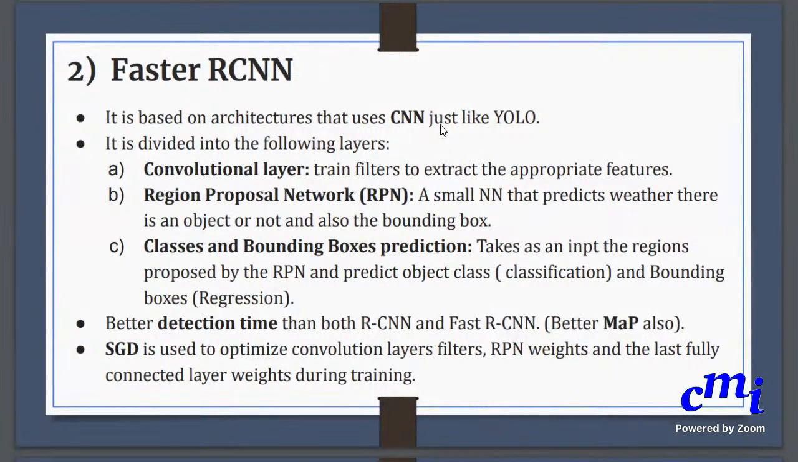This is a YOLO based architecture only, which uses a regional proposal network. Firstly, there is a convolution layer which extracts all the appropriate features from the image. Then there is a regional proposal network which detects whether there is an object or not, and then it predicts the classification of that box, like whether that box is an axe, a scissor or a pistol, what class or category the object belongs to. The detection time is better than both RCNN and fast RCNN, and mean average precision is also better. And it uses SGD in the background as a backbone when it is doing training.